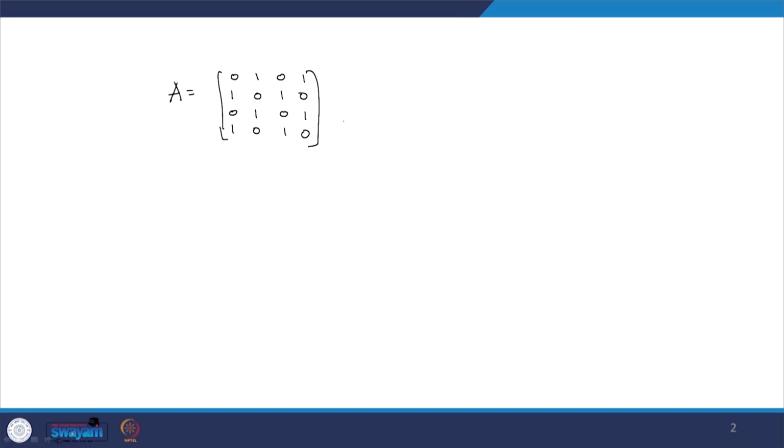We have seen that the characteristic polynomial is basically f(x) = x squared into (x squared minus 4). And we also obtained that A into (A squared minus 4I) equals 0.